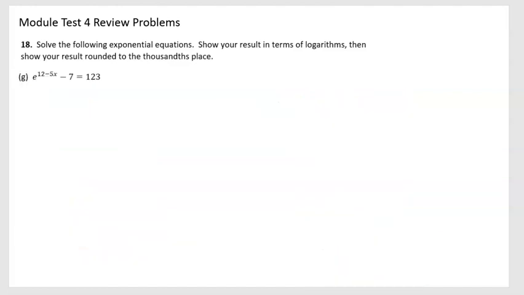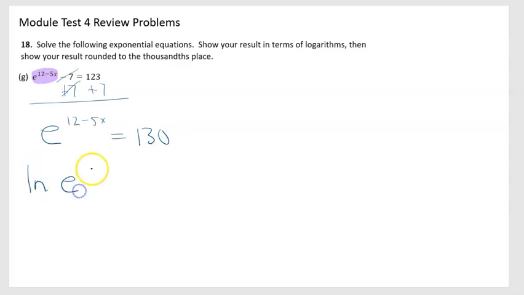So, for example G, we have e to the 12 minus 5x, minus 7, equals 123. Remember, your goal, first step, is to isolate the exponential part. All of this is the exponential part. The minus 7 is not part of that. So my first step is to add 7 to both sides of the equation. Now I have e to the 12 minus 5x is equal to, notice those 7's cancel, 123 plus 7 is 130.